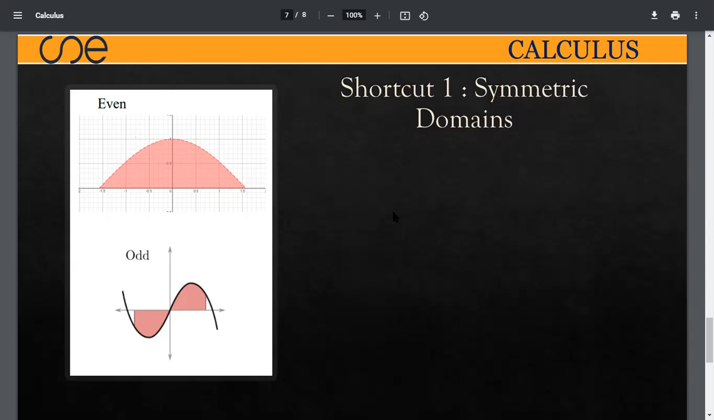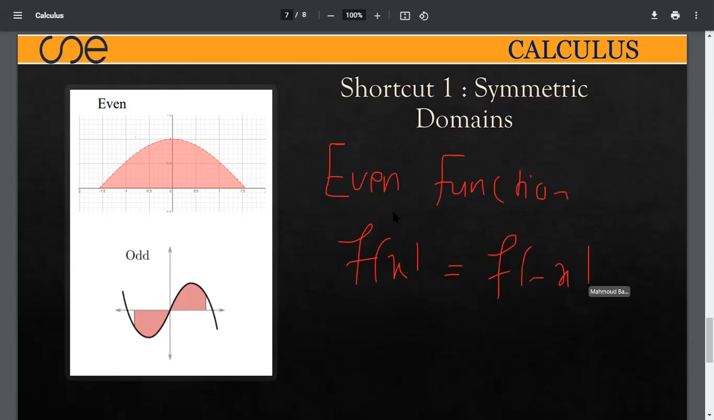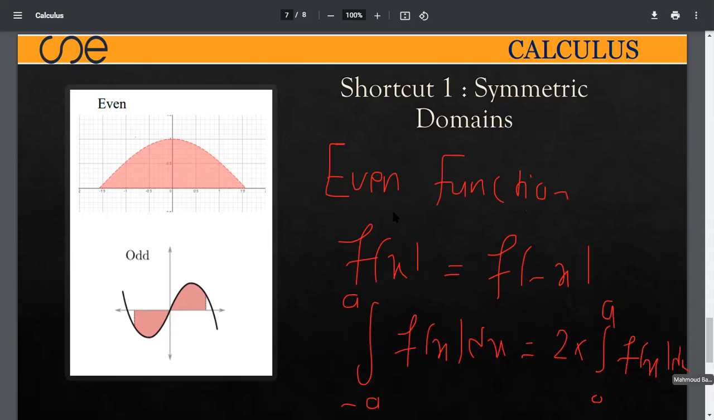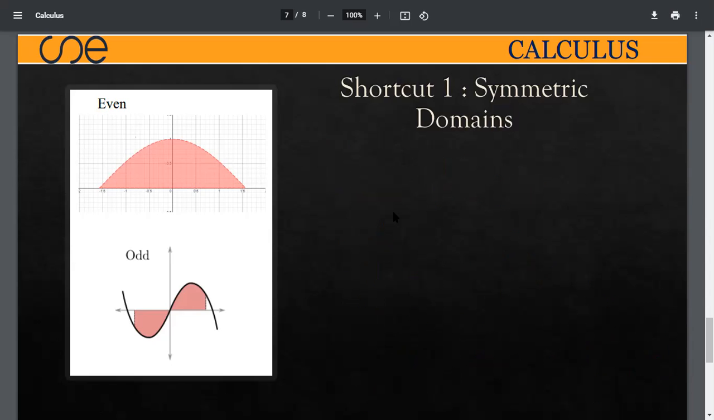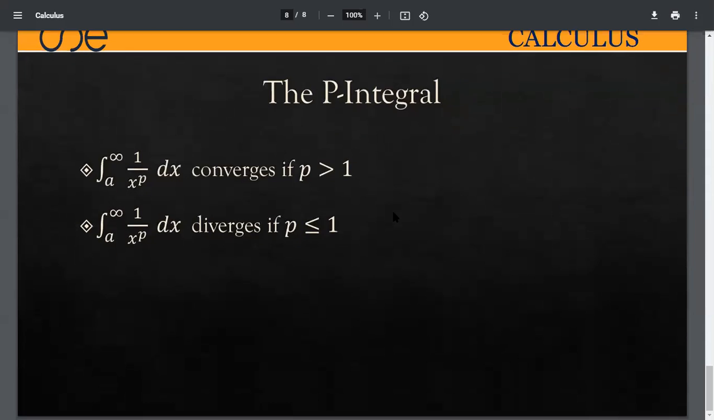In the second case, we have the even functions, defined by f(x) = f(-x). In this case, as we've seen, the integral from -a to a of f(x) dx will be equal to 2 times the integral from 0 to a of f(x) dx. It's not much of a shortcut. However, maybe sometimes you don't want to deal with negative terms, or maybe sometimes you don't need to deal with positive terms. So this shortcut might help. This is my first shortcut.